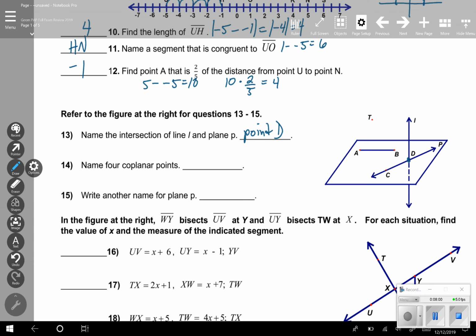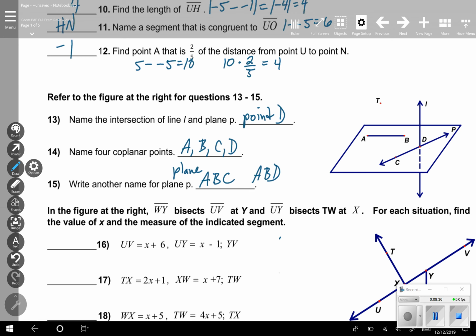Okay, name 4 coplanar points. That's 4 points that are on the same plane, so A, B, C, and D, because they're all lying within this rectangle on that flat surface. Okay, write another name for plane P. Remember, you can choose 3 of the points on the plane as long as they're not all in one line. So we could call it plane ABC, or you could do ABD, any combination of those 3 points, or 4 points. You just choose 3 of them.